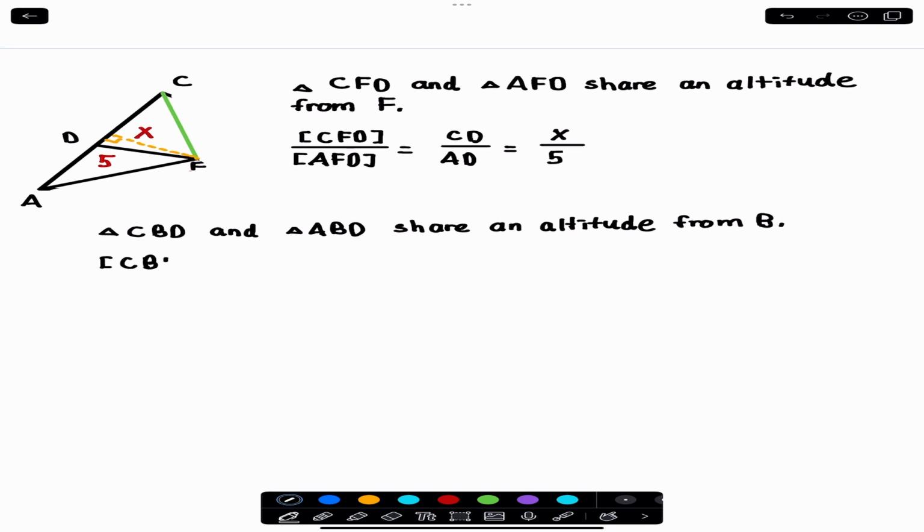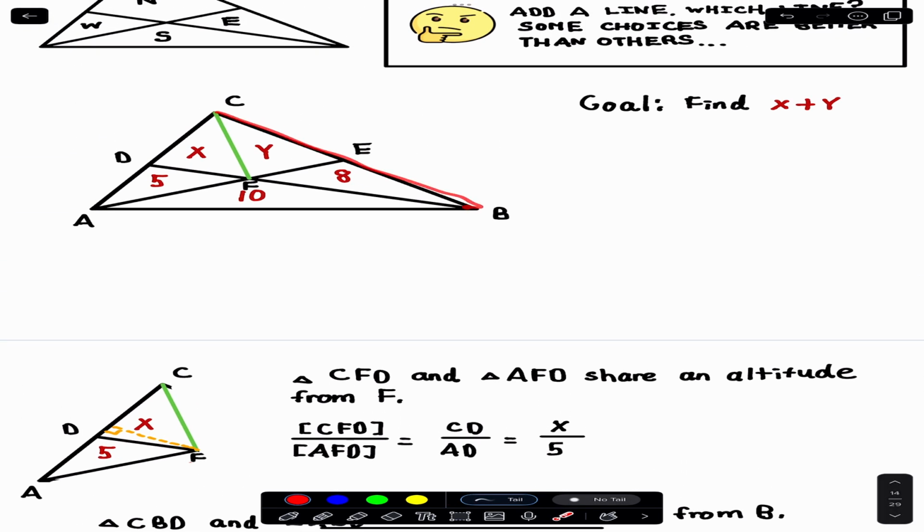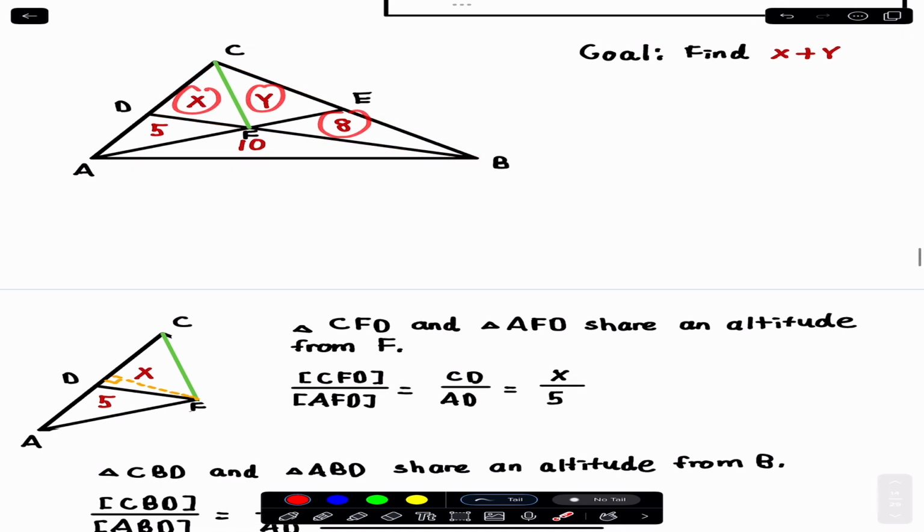So this means the ratio of their two areas is the same as CD over AD. Wow, there we go, like magic. The area of triangle CBD, okay, this one, it's made up of 3 smaller areas, x, y, and 8.